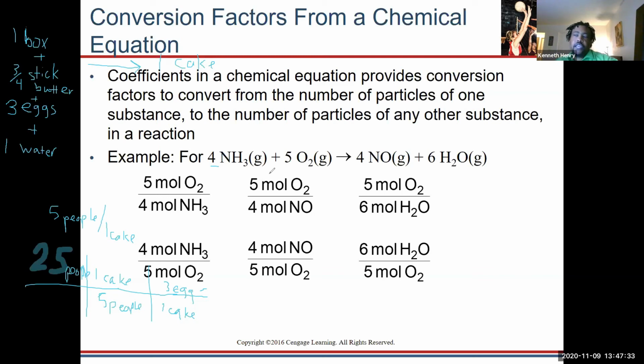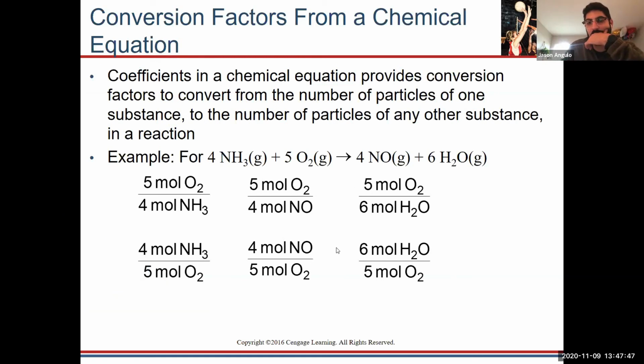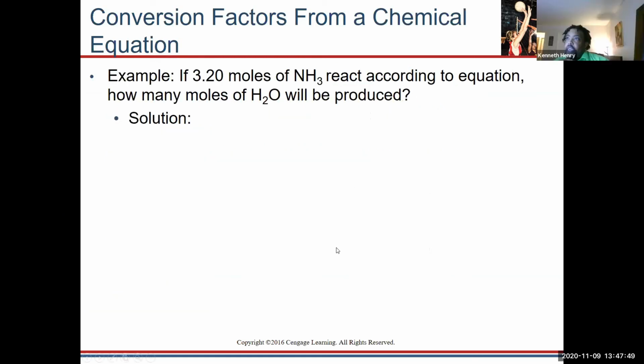So don't let the chemical equation freak you out, right? It's the same process. It's a recipe, and then we're just using those numbers as guidance. Okay, are we good? Yeah. Okay.